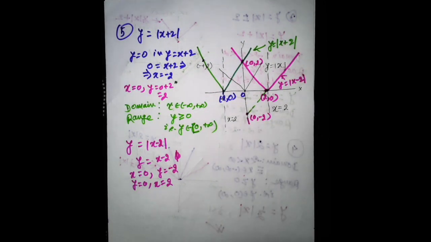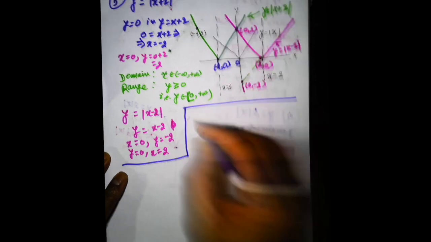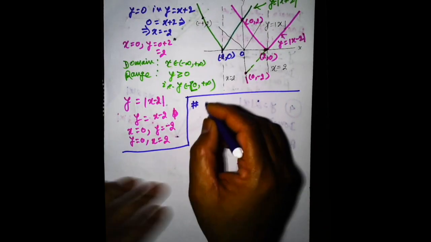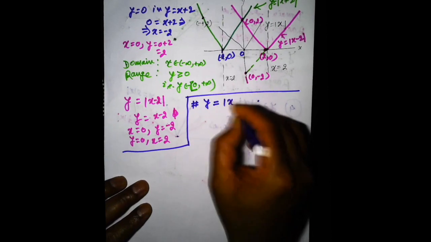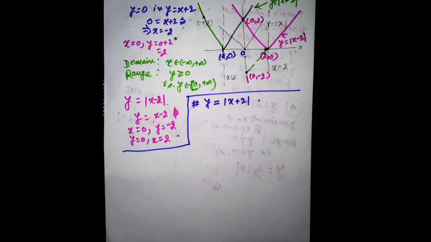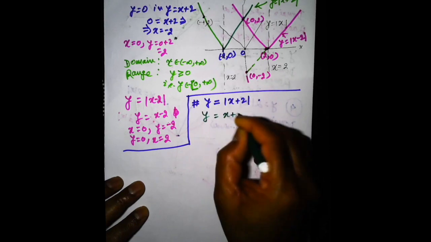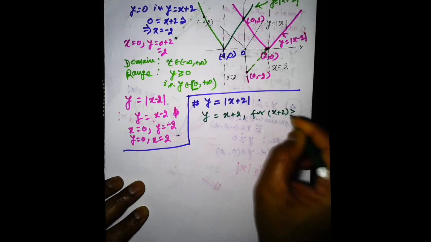Now do not stop at the single idea that I am usually talking about. You can see another strategy to draw the graph. For example, I'm doing the same graph in another way. Here, for a while, I would like to take y equals x plus 2 for x plus 2 greater than or equal to 0 only.